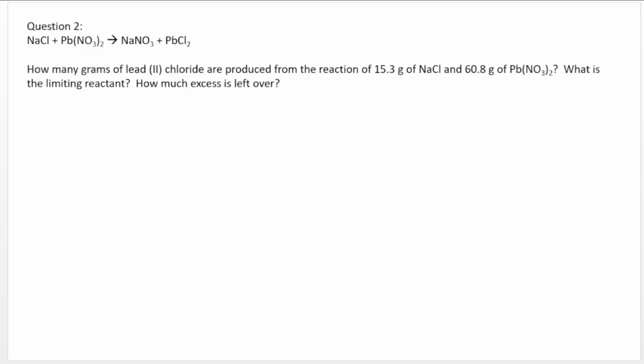Let's do another example. So in this case, we have this reaction. Let's balance it first, just because. We have 1 sodium, 1 chlorine, 2 chlorine, so we can put a 2 in front of here. And that makes us put a 2 in front of the sodium.